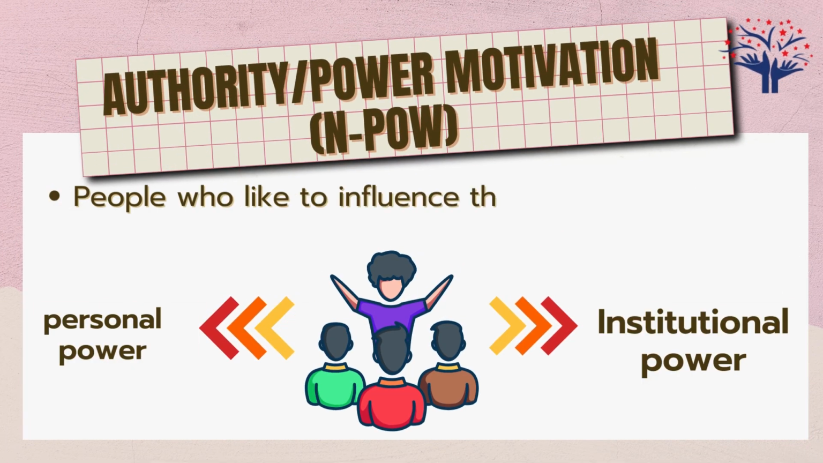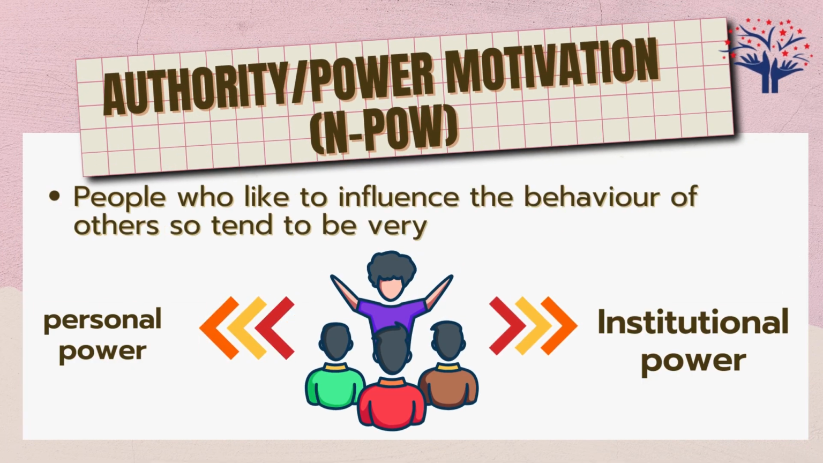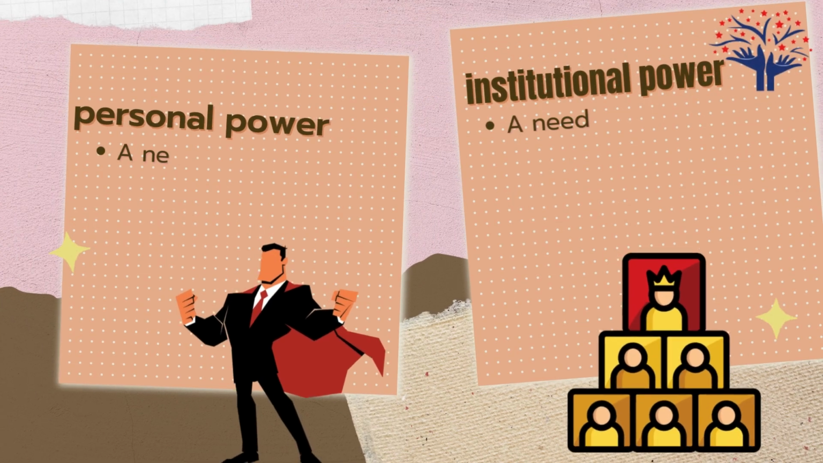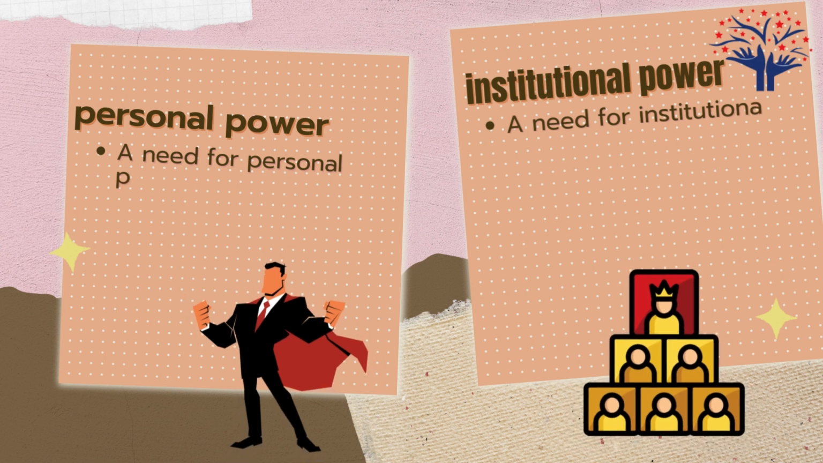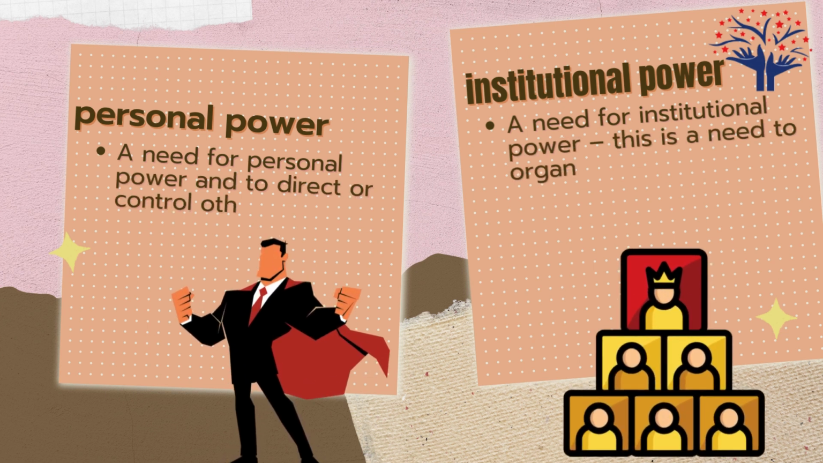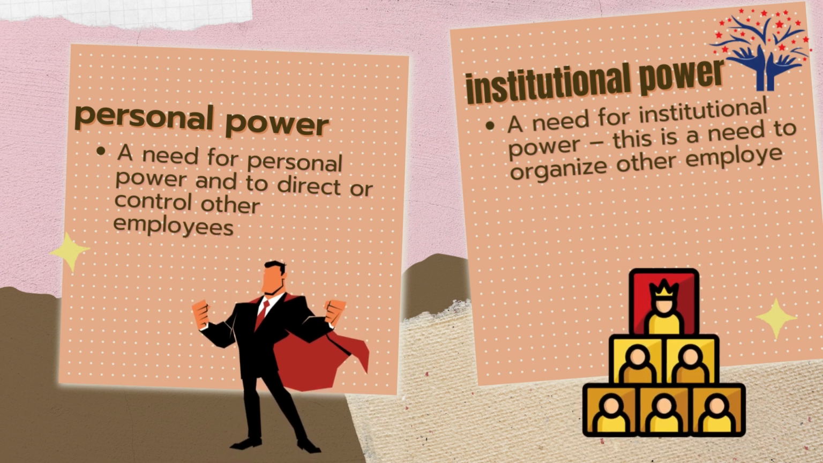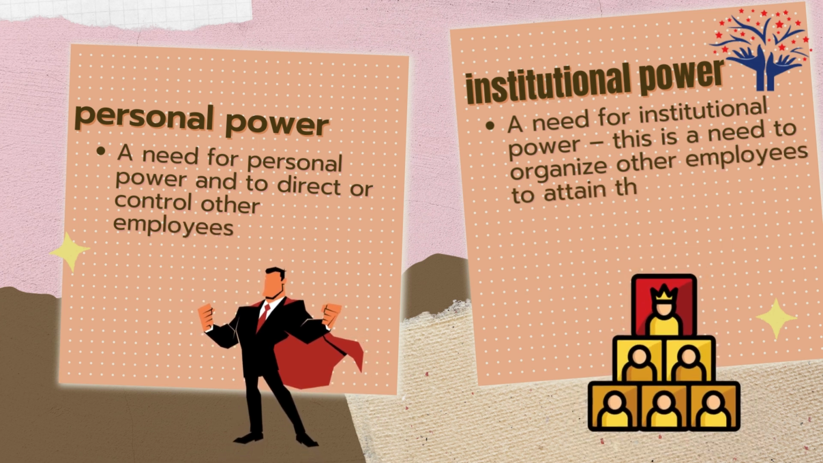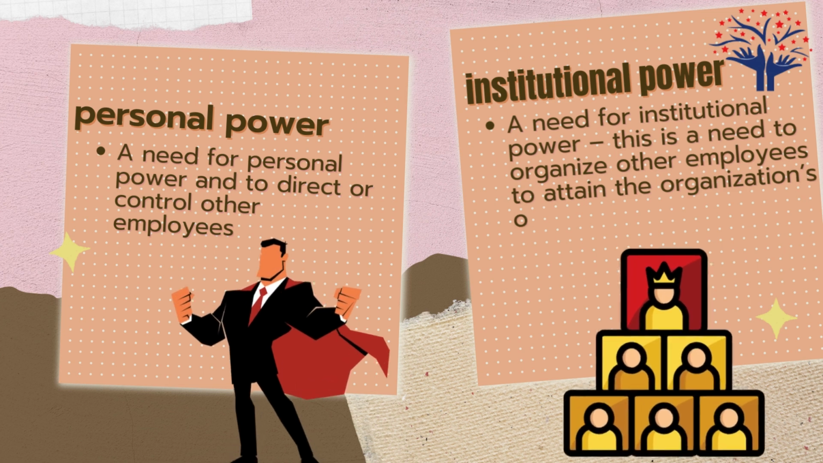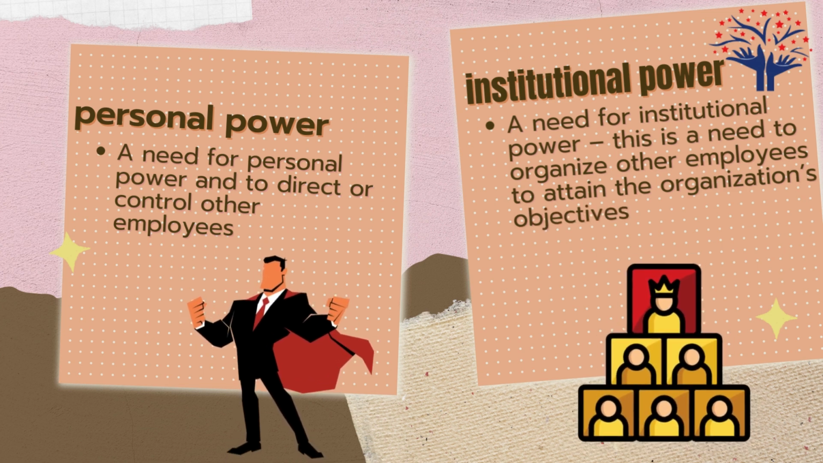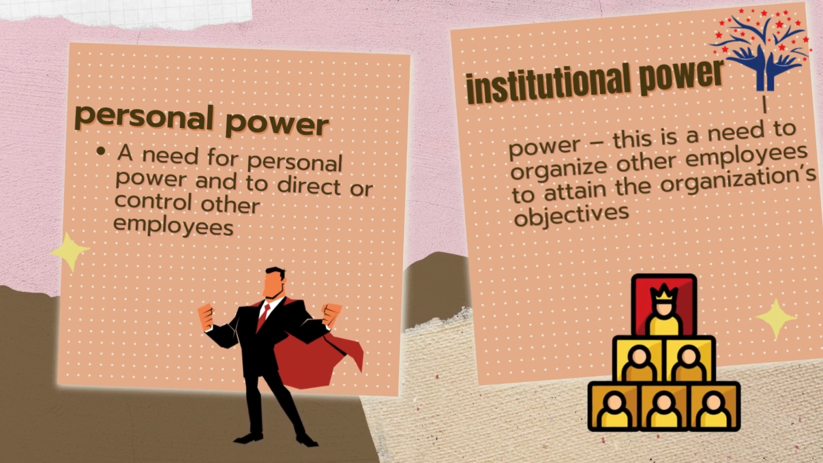Power-motivated individuals aim to influence others' behavior. Personal power seekers give orders to feel important, often causing resentment. In contrast, institutional power seekers use authority to inspire teams toward organizational goals, making them more effective leaders. McClelland argued that good leaders need at least moderate NPOW to guide and influence others effectively.